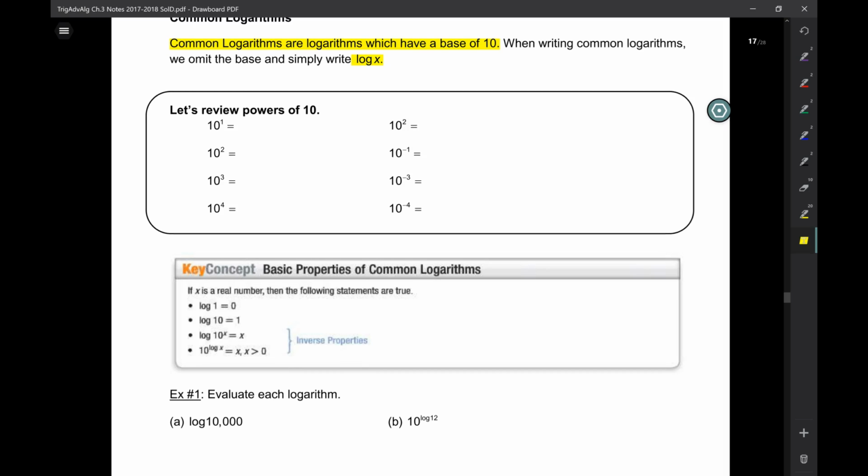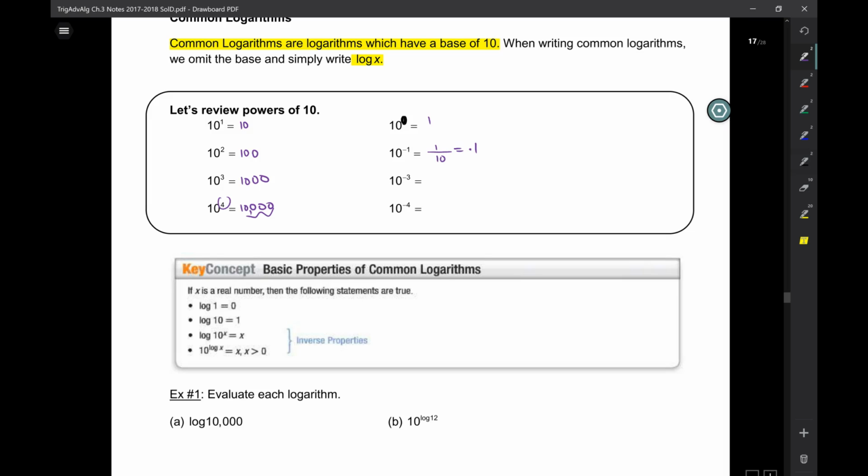All right, let's review powers of 10. What's 10 to the 1? 10. 10 squared? 100. 10 cubed? 1,000. And then 10,000. So what do you notice? Whatever the exponent is, that's how many zeros there are. Actually, that should be 10 to the 0. Sorry. What's 10 to the 0? 1. And what's 10 to the minus 1? 1 over 10, which is 0.1, right?